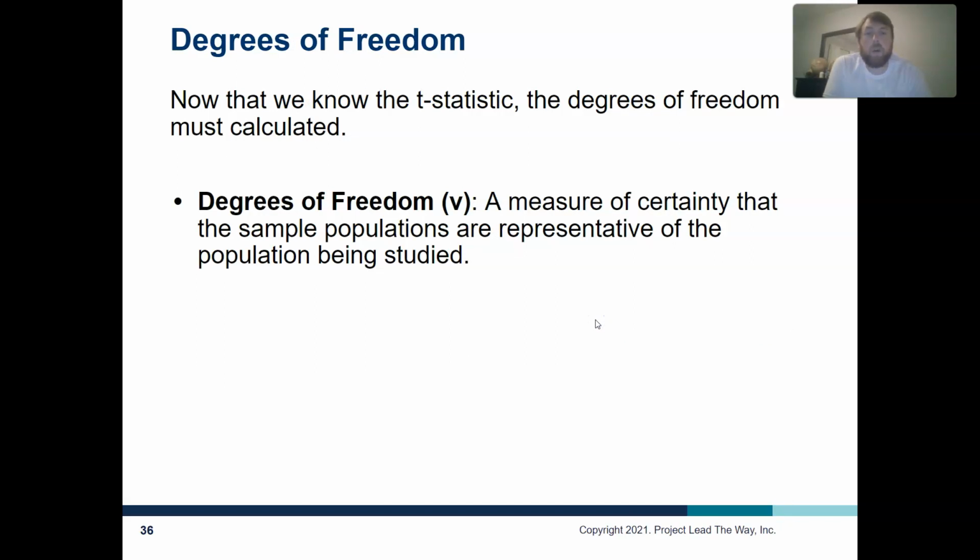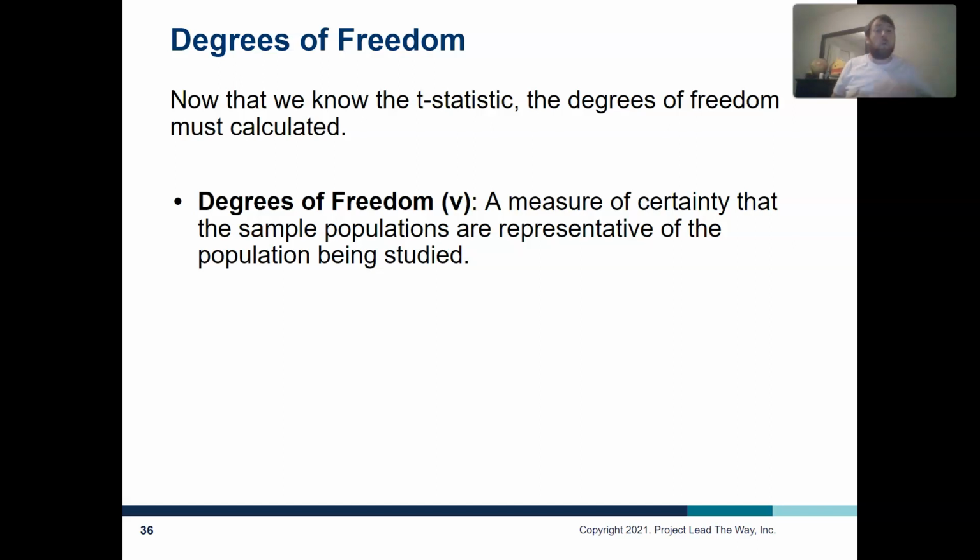Now we know the t-statistic, we should get the degrees of freedom. This is a much simpler calculation, I promise you. V, the degrees of freedom value, is a measure of certainty that the sample populations are representative of the population being studied, meaning that we took a sample of 4 people from each group. Does this represent the entire group of everyone who would ever take this medication or the placebo? In order to determine that, there's a value we will use called degrees of freedom to compare our t-statistic to.